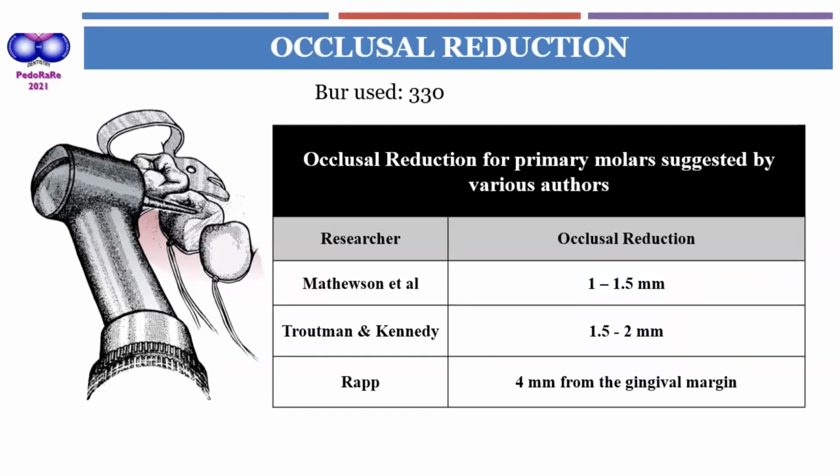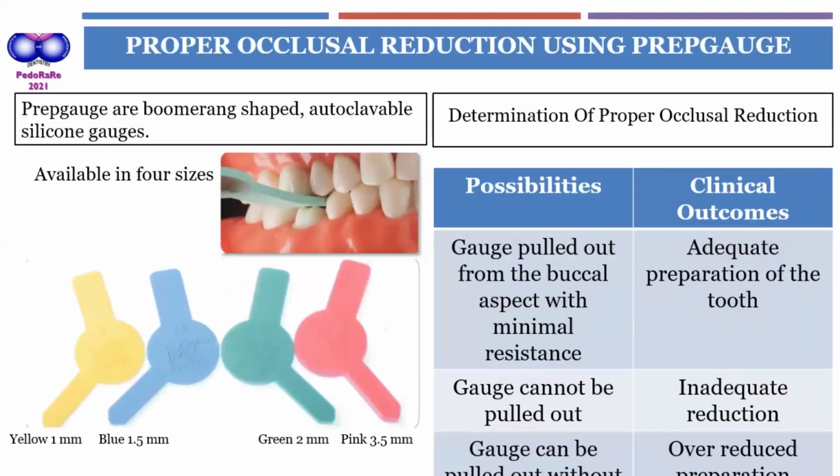Rapp has said 4 millimeter from the gingival margins, but we stick to using 1 to 1.5 millimeter so that adequate visibility is there between the upper and the lower teeth. Now, for proper occlusal reduction, I use in my practice what is called a prep gauge. These prep gauges are boomerang shaped silicon gauges. There are varieties of 1 millimeter, 1.5 to 2.5, so all the gauges are available.